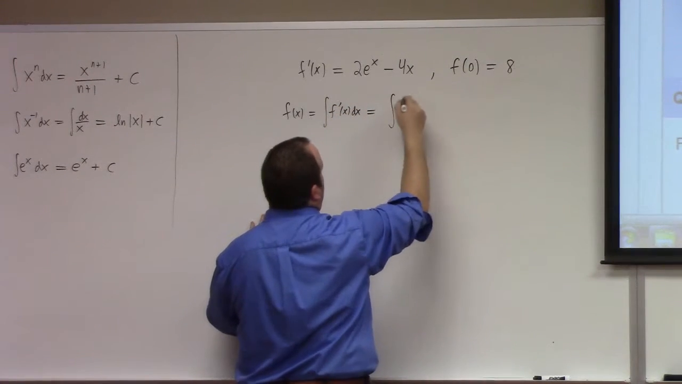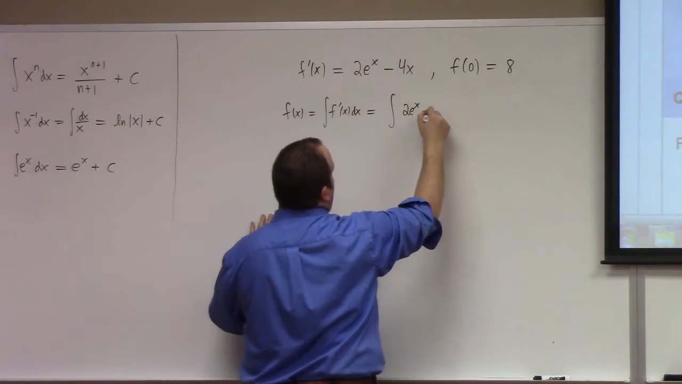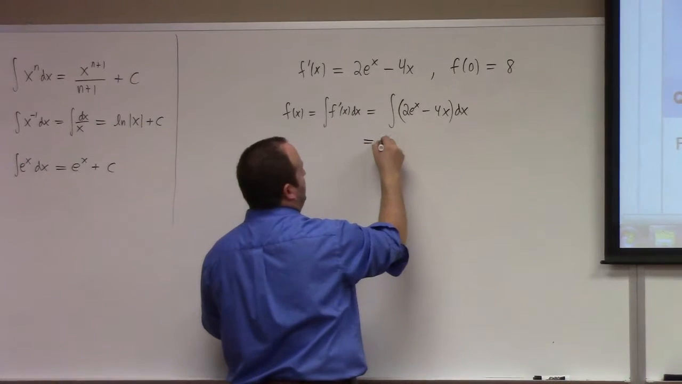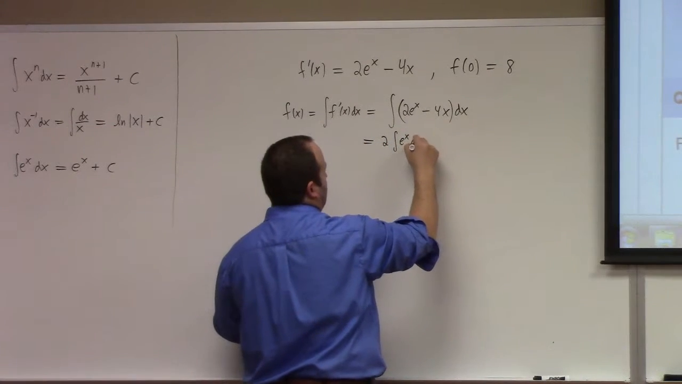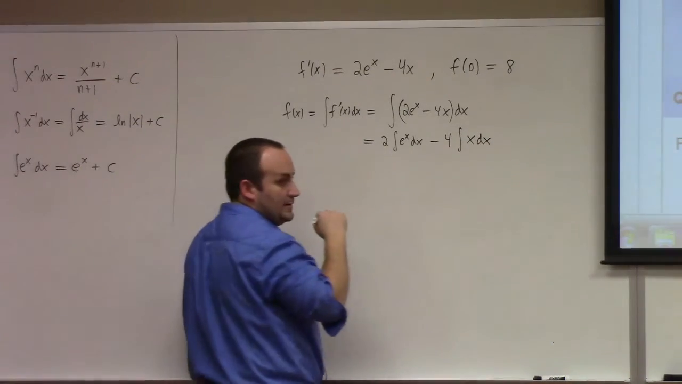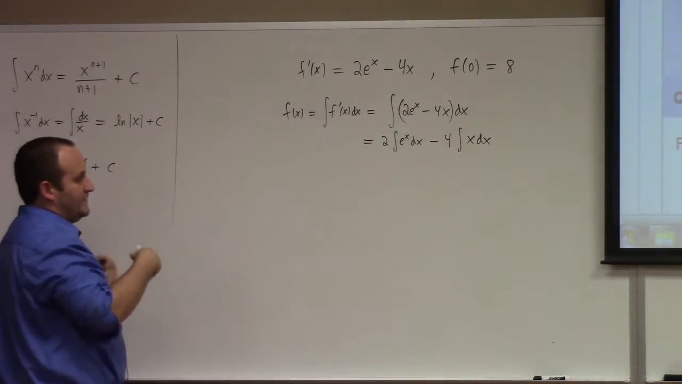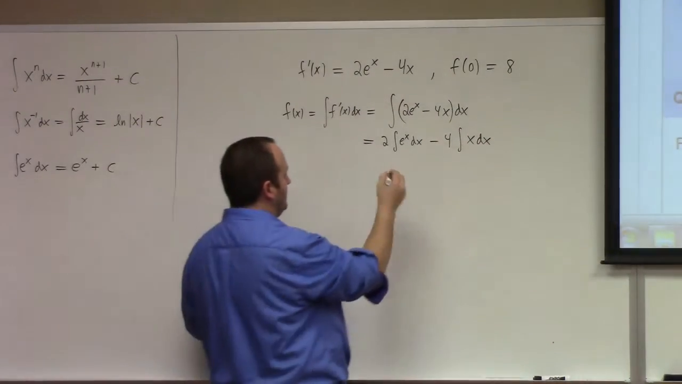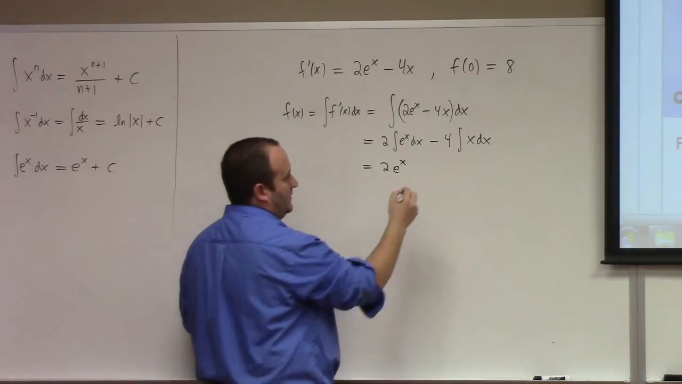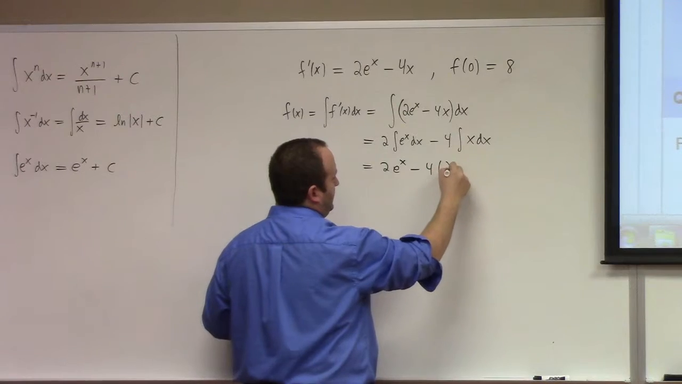So this is the integral of... Okay, so I'll break it into pieces. This is 2 times the integral of e to the x dx minus 4 times the integral of x dx, right? So I have 2 times e to the x minus 4 times x squared over 2.